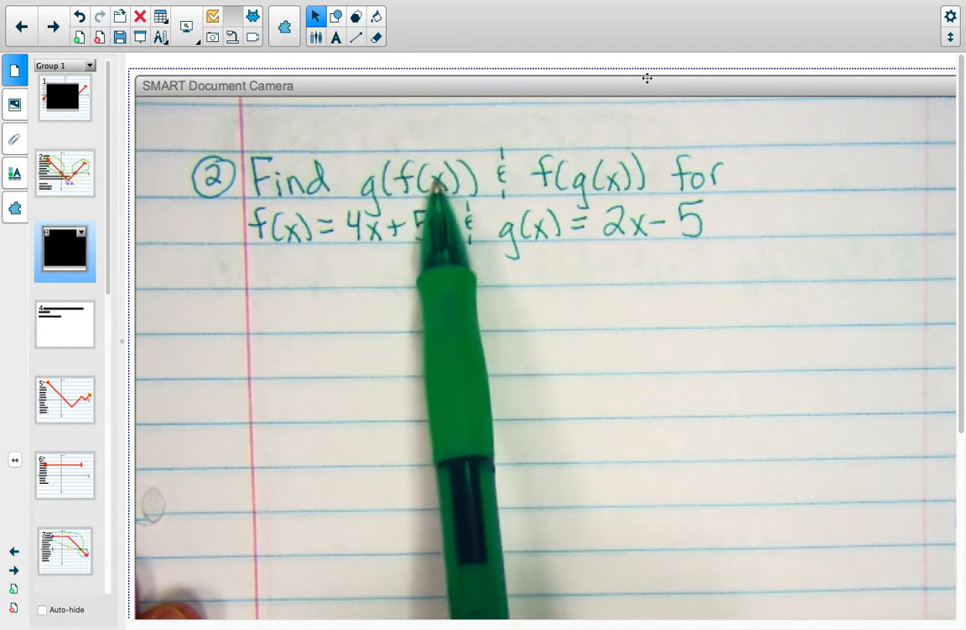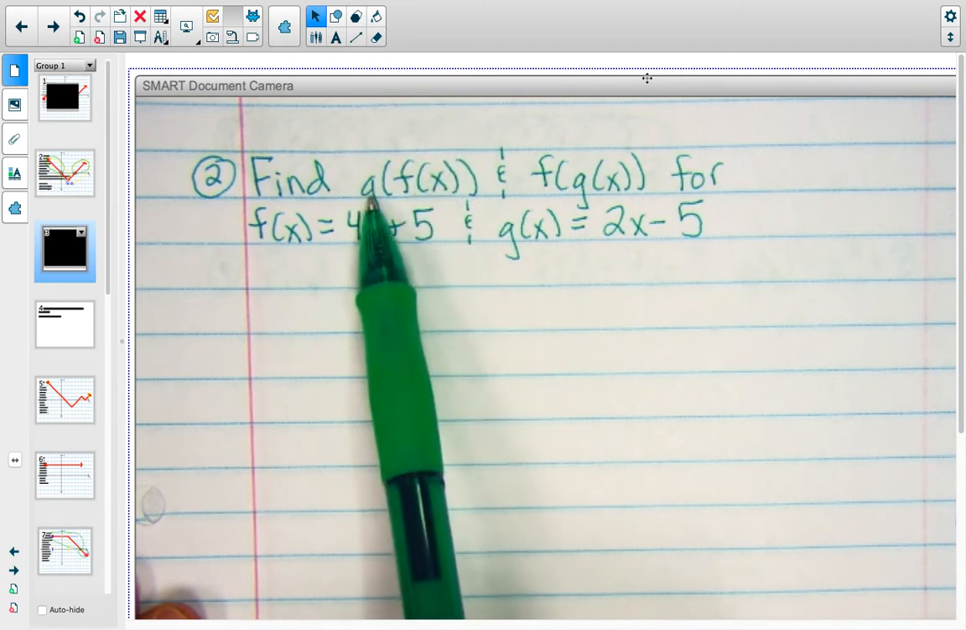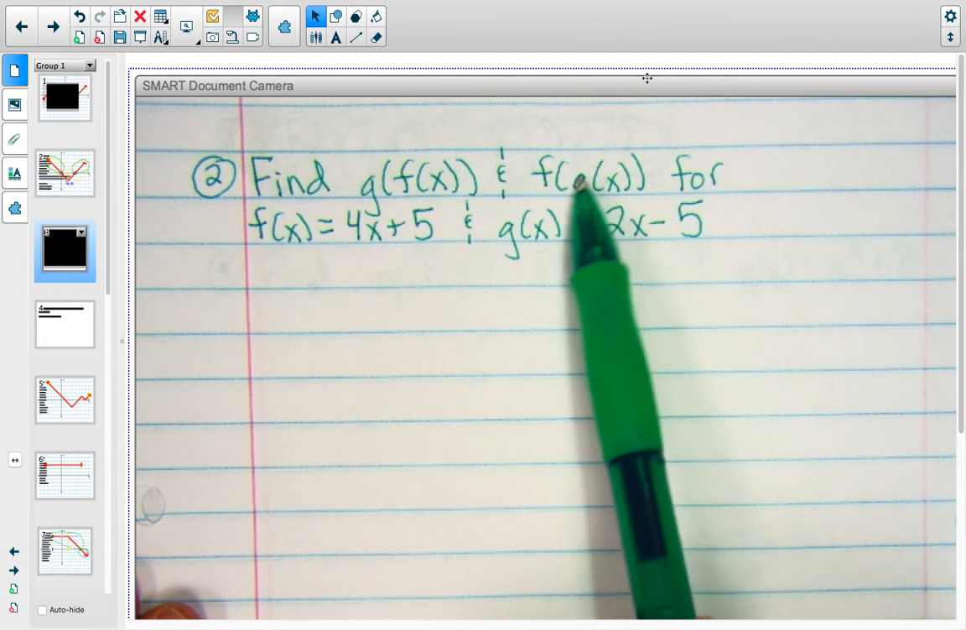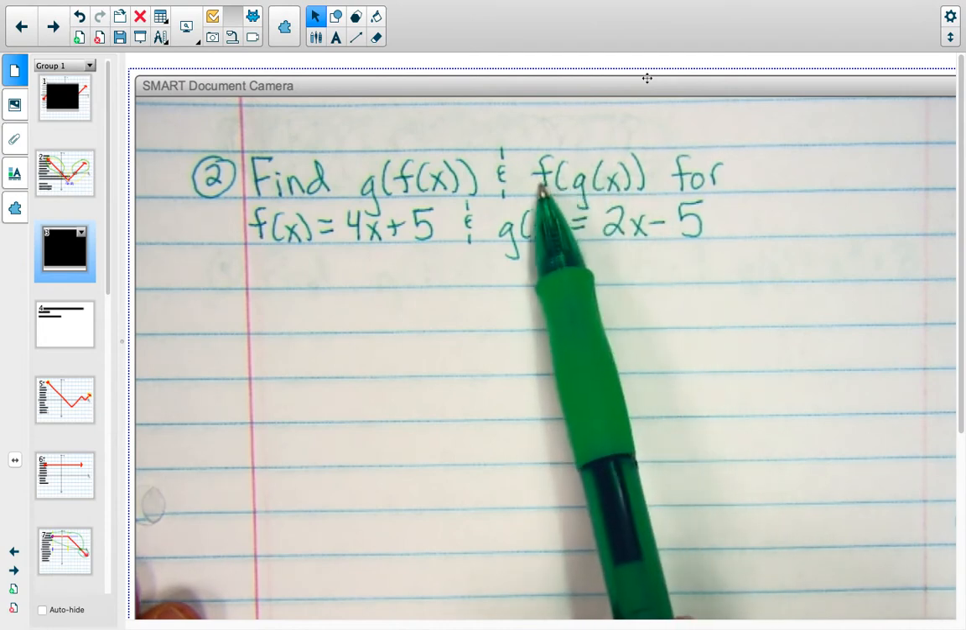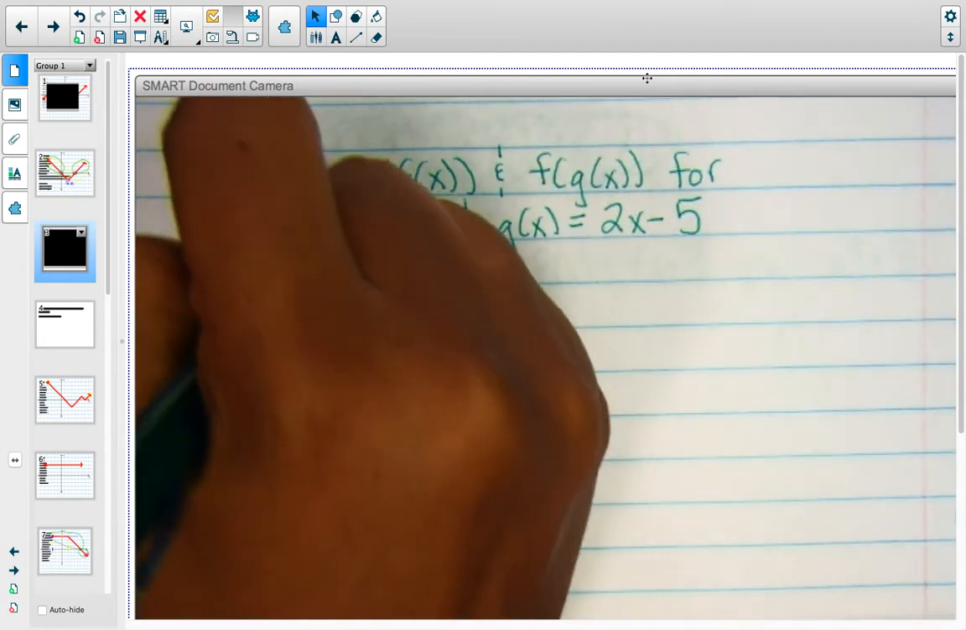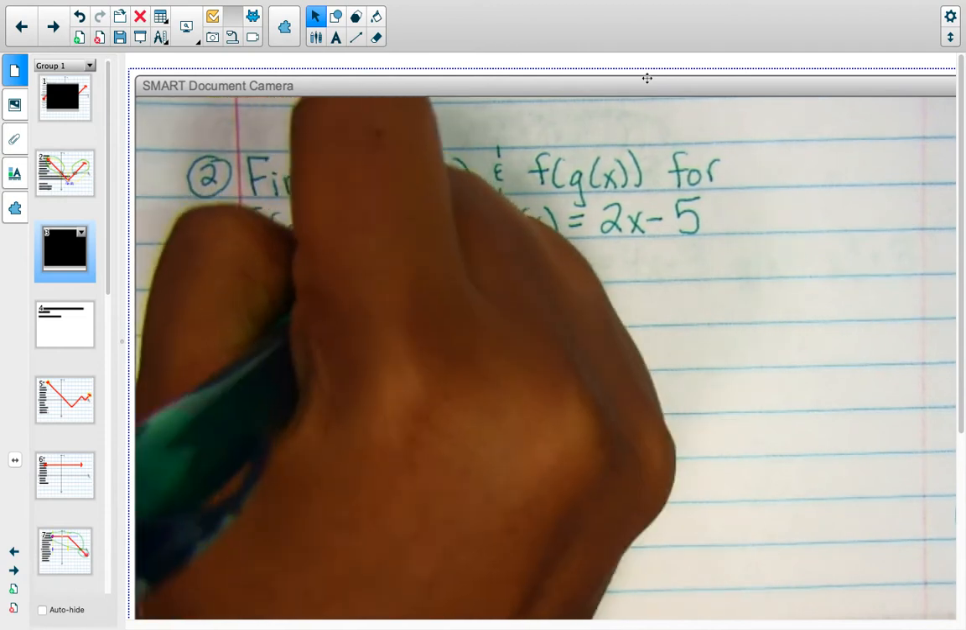So this means to take f and make a substitution into g. This means take g and make a substitution into f. So let's start with g of f of x first.